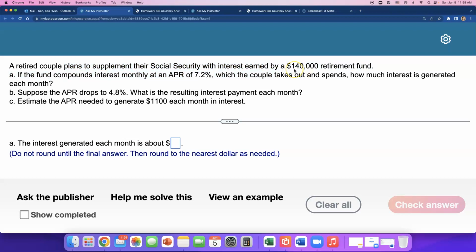A retired couple plans to supplement their Social Security with interest earned, and in this problem, they are investing $140,000 in a retirement fund. If the fund compounds interest monthly at an APR of 7.2%, which the couple takes out and spends, how much interest is generated each month? Okay, so they'll get their Social Security money, but let's say they have this $140,000. They want to just invest that amount of money, and they want to take out the interest every month to buy stuff.